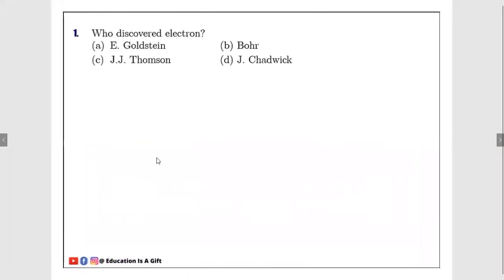Number one, who discovered electron? This is a very direct question. Here we have four options: Goldstein, Bohr, J.J. Thomson, Chadwick. And we know Goldstein named and discovered protons, and Bohr told about atomic structure. James Chadwick discovered neutron. And while coming to J.J. Thomson, he discovered electron. Very direct question.